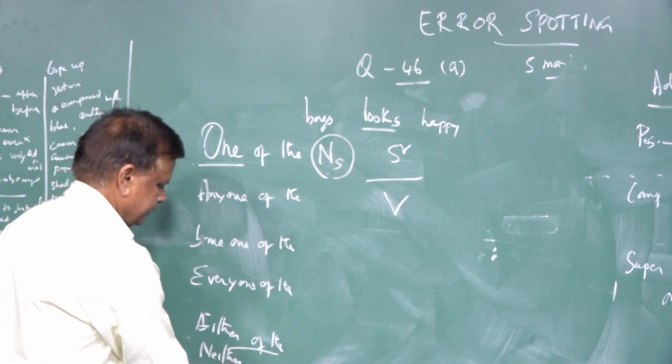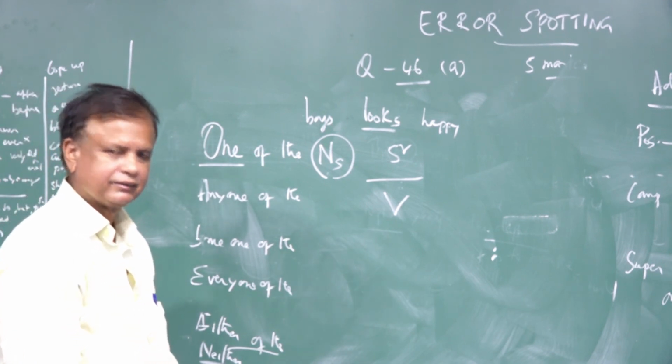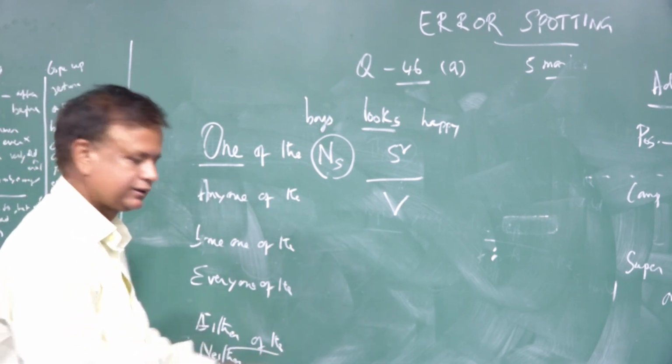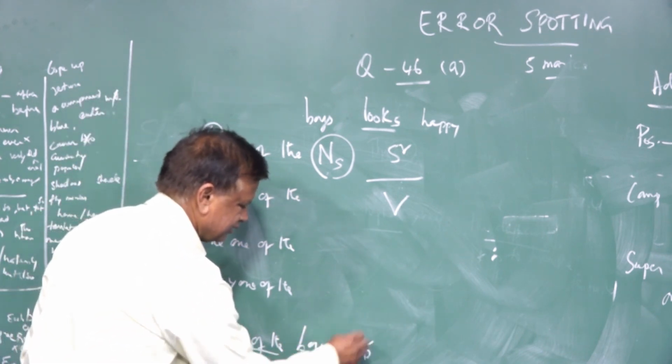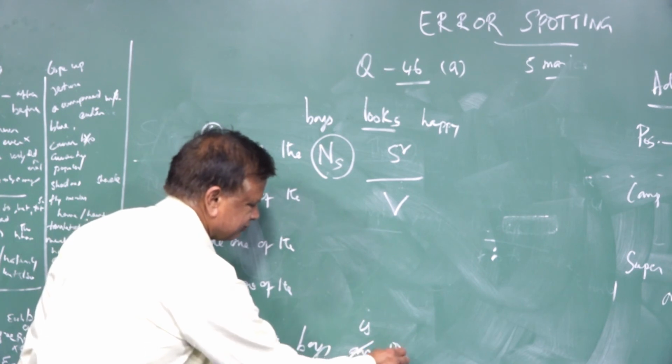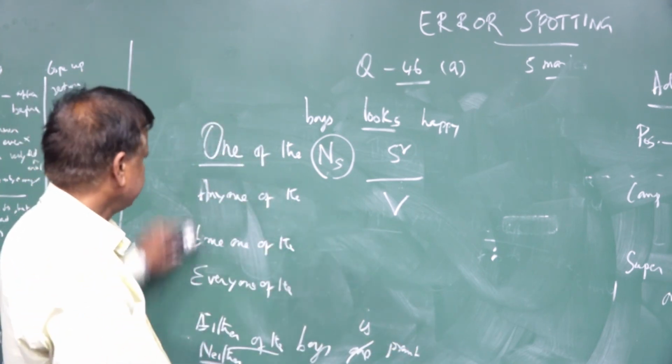Either of the, neither of the. "Either of the boys are present." That is wrong. Either of the boys, it is not "are," it is singular: "is." This is one thing which you should remember.